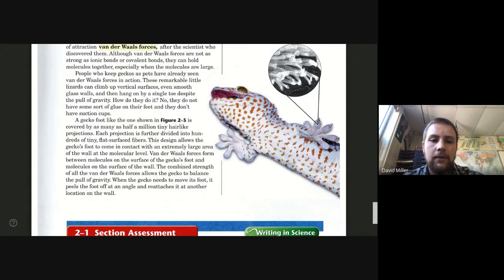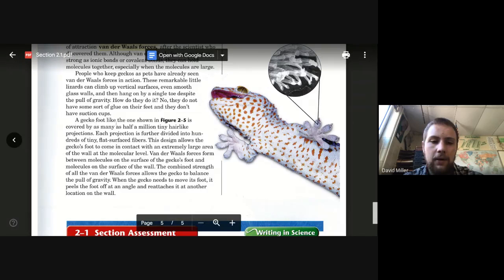People who keep geckos as pets have already seen van der Waals forces in action. These remarkable little lizards can climb up vertical surfaces, even smooth glass walls, and then hang on by a single toe despite the pull of gravity. How do they do it, you may ask? No, they do not have some sort of glue on their feet, and they don't have suction cups.